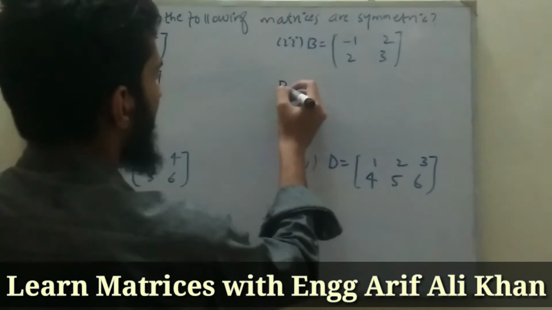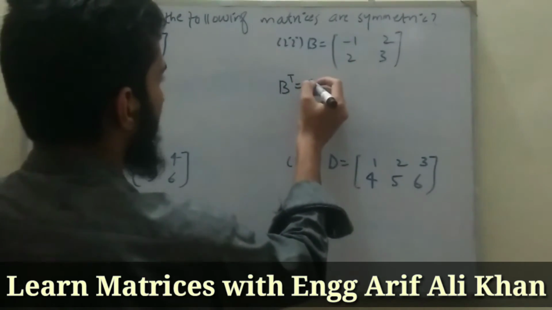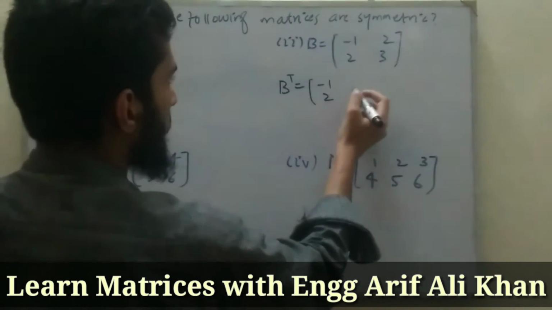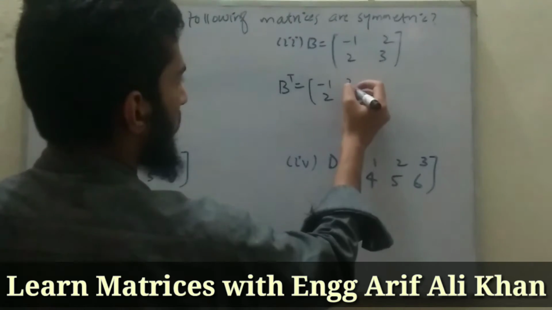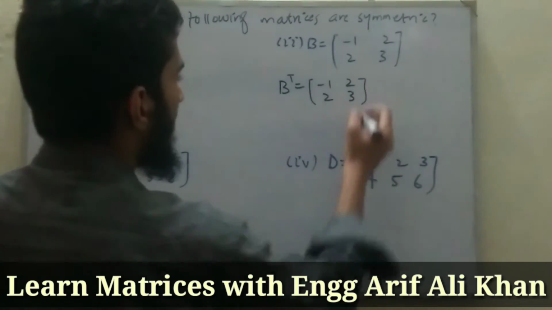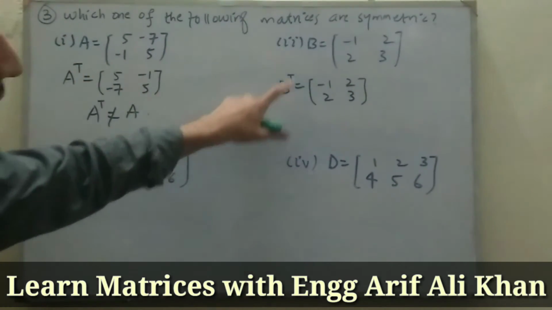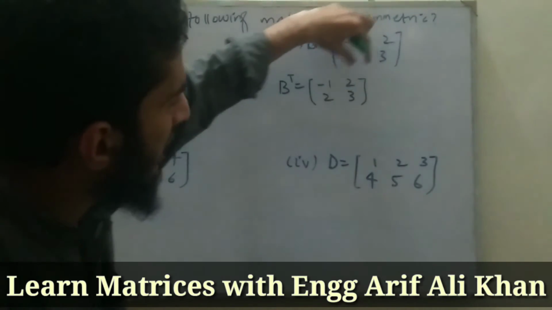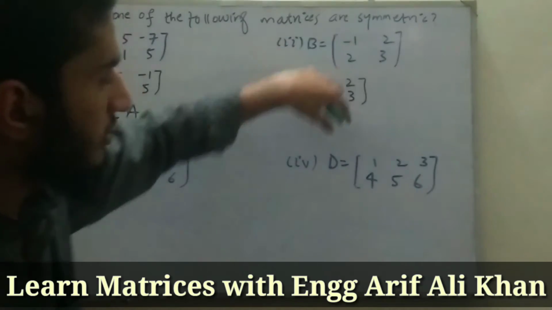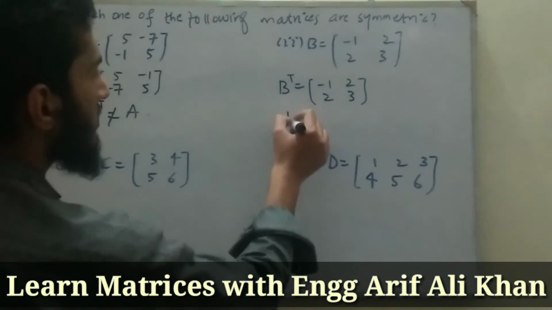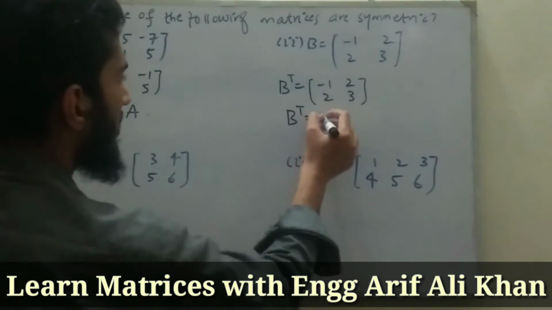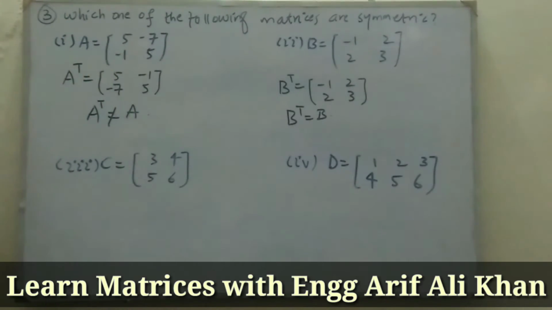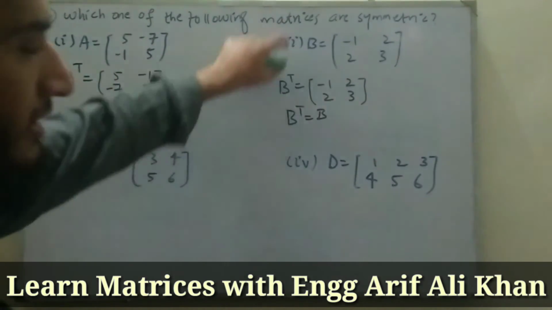So B power capital T, taking the transpose: minus 1 and 2 is in a row, it will convert into a column, so it becomes minus 1 and 2. 2 and 3 is in a row, it will convert into a column, so it becomes 2 and 3. Now look at B transpose and B matrix. In the B matrix, here it is minus 1, here it is minus 1, here it is 2, here it is 2, here it is 2, and here it is 3. So B transpose is equal to the B matrix. So this qualifies the basic definition of a symmetric matrix. So it means that part 2 is a symmetric matrix.